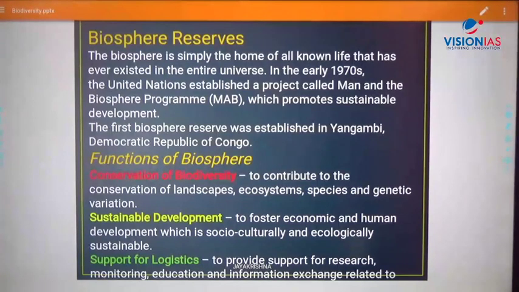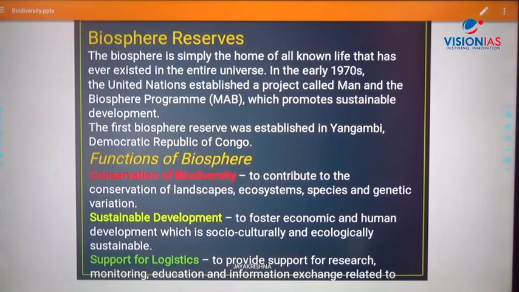Under UNESCO's Man and Biosphere Program, biosphere reserves were introduced in the world countries.